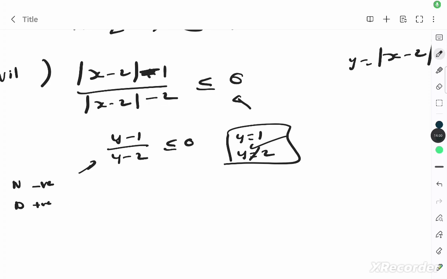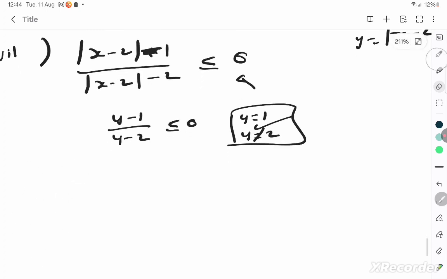This is the method I taught you: either numerator negative, denominator positive, or numerator positive, denominator negative. I am not going to use that method. I'm going to teach you another very, very easy method now. When such a sum comes, I'm going to teach you such an easy method, okay?